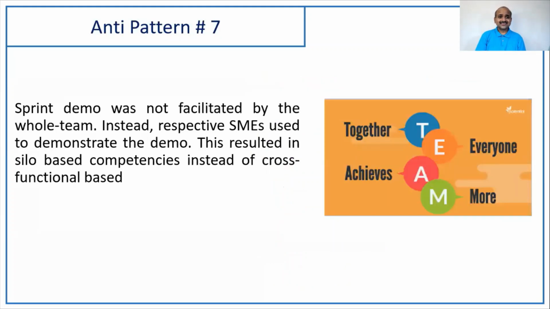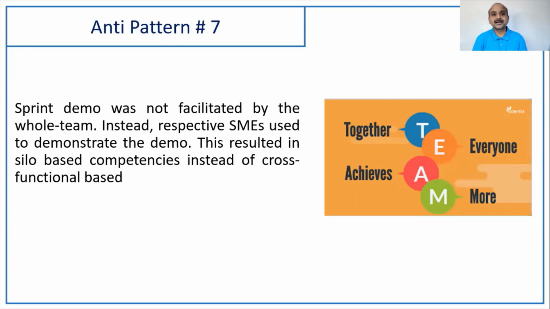Okay, the next anti-pattern is the sprint demo not being facilitated by the whole team. So you have certain stalwarts, right? Out of your 6-member team, 1 member will be there. Always he only comes and presents, or 1 or 2 members, they only present.